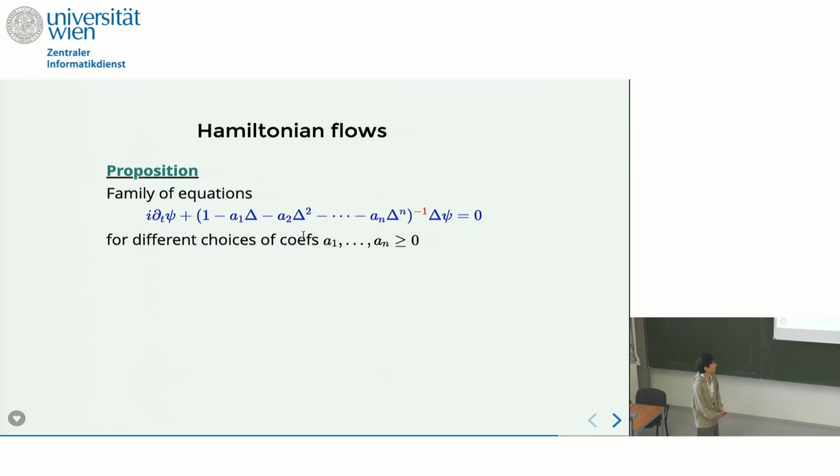Well, I have a proposition. I have a family of equations that looks like this. The first term on the left-hand side is the same as in the Schrödinger equation: i times the time derivative of psi, plus some big operator, which is 1 minus a1 Laplacian minus a2 Laplacian squared, and it goes on, minus an Laplacian to the nth power. Finally, I take the inverse of this big operator and apply it to the Laplacian of psi. These coefficients can be anything, as long as they are non-negative.